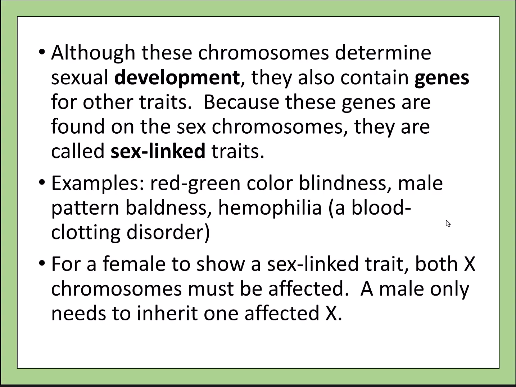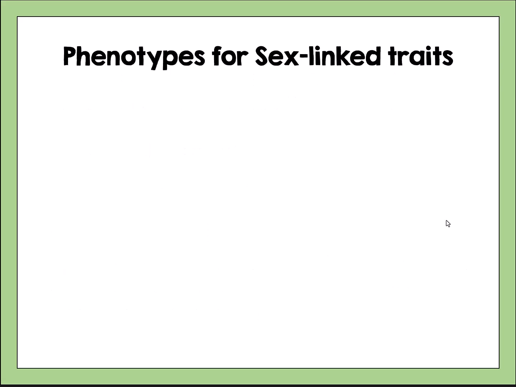So in order for a female to show a sex-linked trait, both X chromosomes must be affected. A male only needs to inherit one affected X. So here are the phenotypes for sex-linked traits. Two normal X chromosomes, or chromosomes that don't contain the gene that we're discussing, will create an unaffected female. So a female that does not show that trait, does not have that disease, whatever we're discussing.